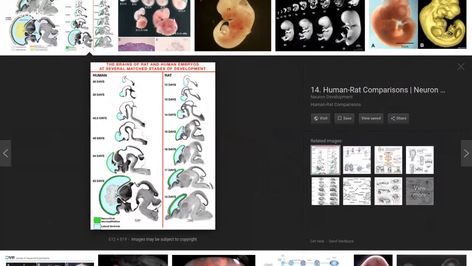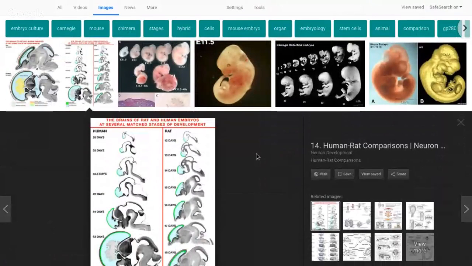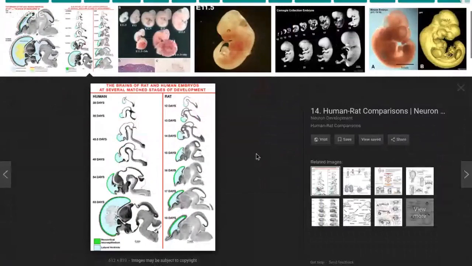Okay, so look at that, human and rat. You can see the similarities very early on, before 28 days. The differences are very, very similar. They're mammals. We're both mammals. We both have similar evolutionary characteristics and traits. So there's your evidence right there.